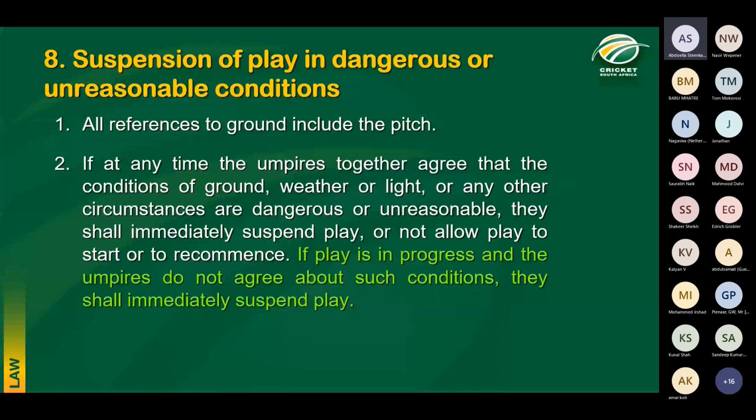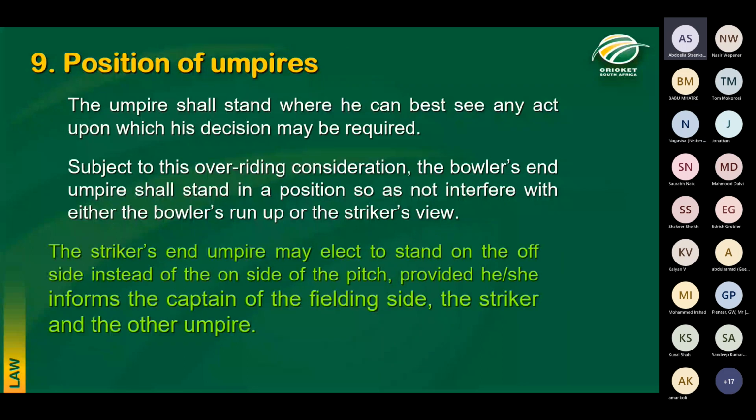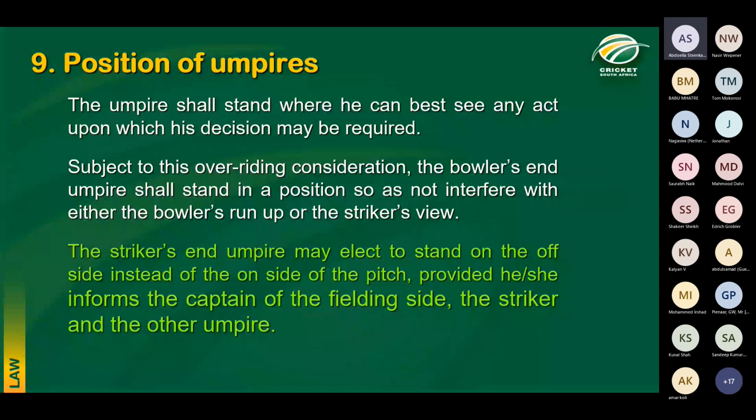When it comes to the position of the umpires, the law tells us that usually the striker's end umpire needs to stand on the leg side or the on side of the pitch. But the law allows the umpire to stand on the opposite side, or the off side of the pitch. Examples of this are a low setting sun, or maybe lots of fielders standing on the on side, blocking the umpire's view of the popping crease or of the wickets.